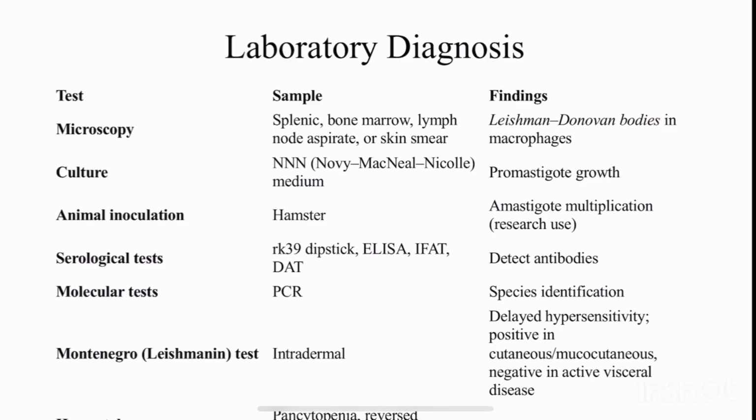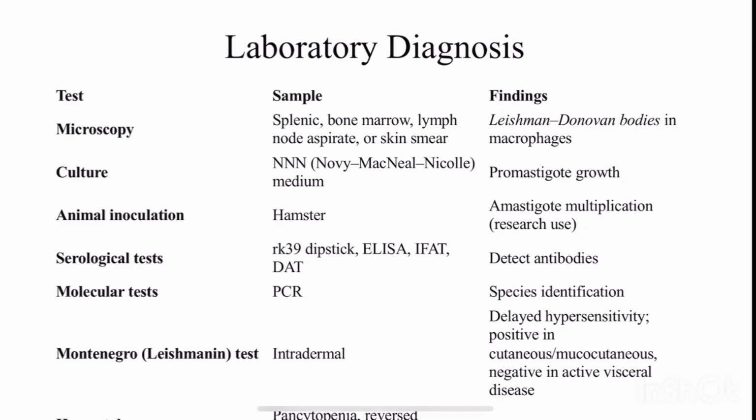Okay. We can also culture this. The culture media will be specifically done in NNN medium, that is known as Novy-MacNeal-Nicolle. Okay, so this will cause promastigote form growth. As we discussed earlier, the promastigote will be seen only in two places, either in the skin by the insect bite, which leads to the promastigote form in the skin, or only in the culture.